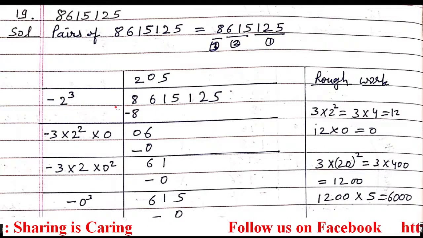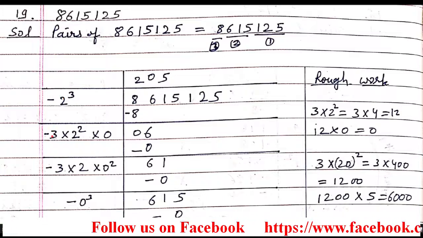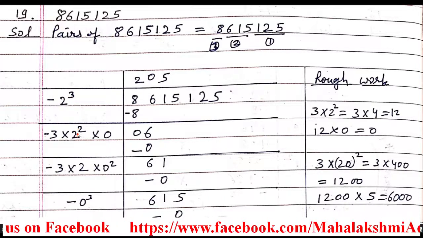And then 2 cube is 8. Subtract it. Now write here 6. And in this side, this 3 will come in front. And then the power of 2 you have to reduce. So the power of 2 is going to be 2.